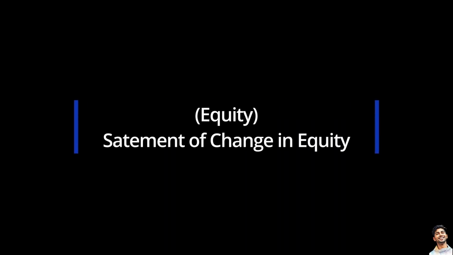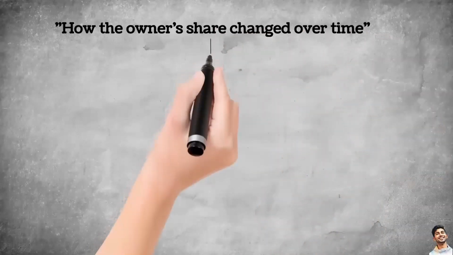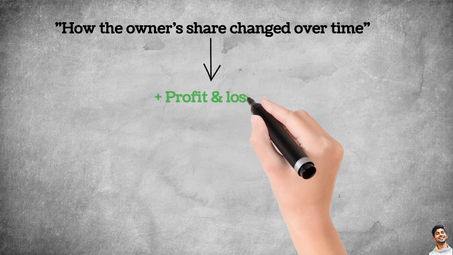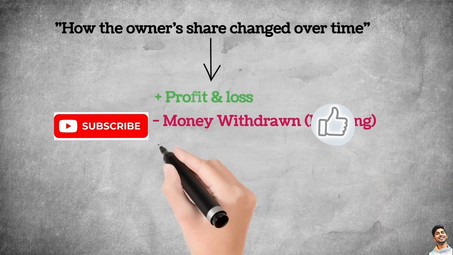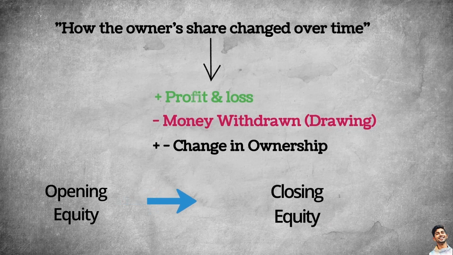Now moving on to equity, which is the statement of change in equity. This statement explains how the owner's share changes over time. So think of profit added, money withdrawn, or any other changes in ownership value. In short, it connects the beginning equity to the ending equity.